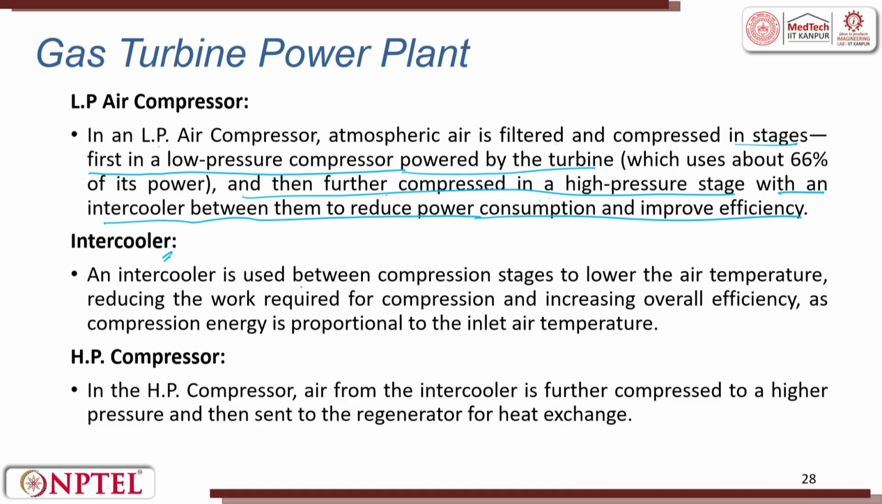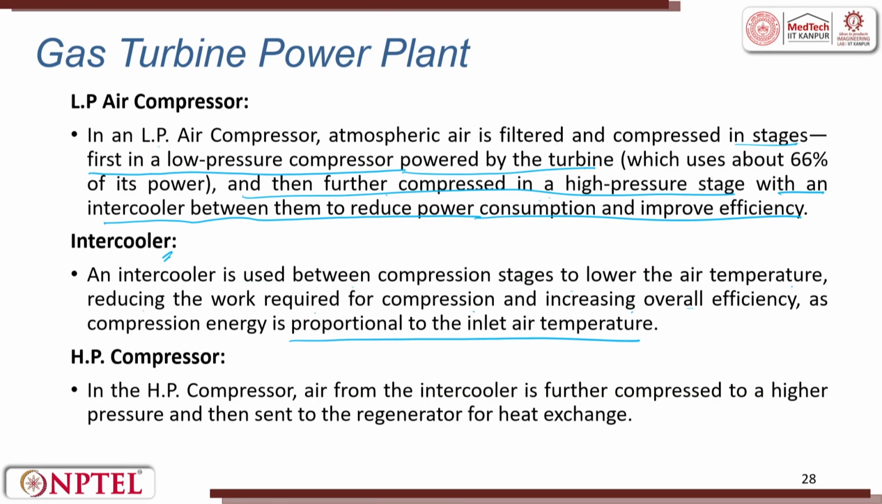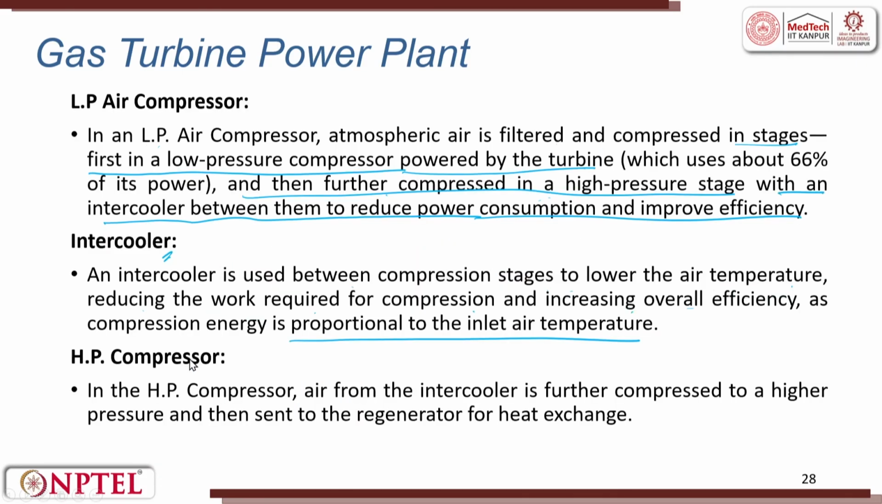An intercooler is used between compressing stages to lower the air temperature, reduce the work required for compression and increase the overall efficiency, as the compression energy is proportional to the inlet air temperature. So, the intercooler is in between the two compressors, low pressure and high pressure, between the compression stages to lower the air temperature, reduce the work required for compression and increase the overall efficiency. That is what is done by the intercooler. Reduce the air temperature.